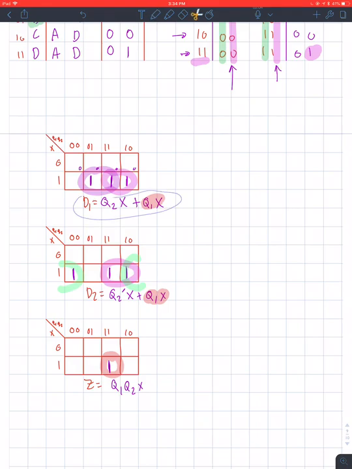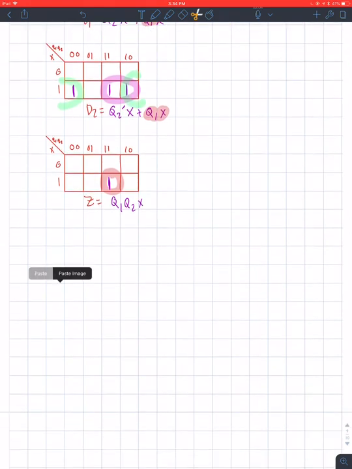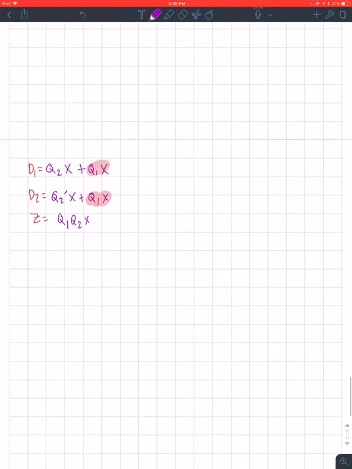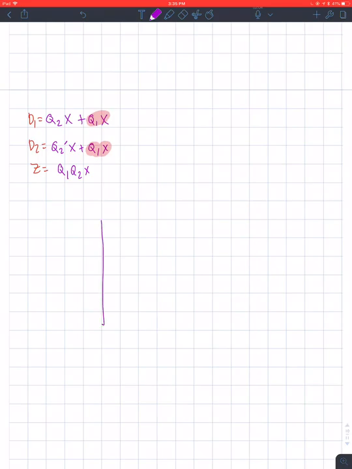Alright, so now that I have my equations, I can do my actual logic diagram. I'm going to copy and paste these here. So for D2 I have this equation, and then here's my Z equation. I want to move these down here so I can have a fresh new page. So I have one flip-flop for D1 and another one for D2.